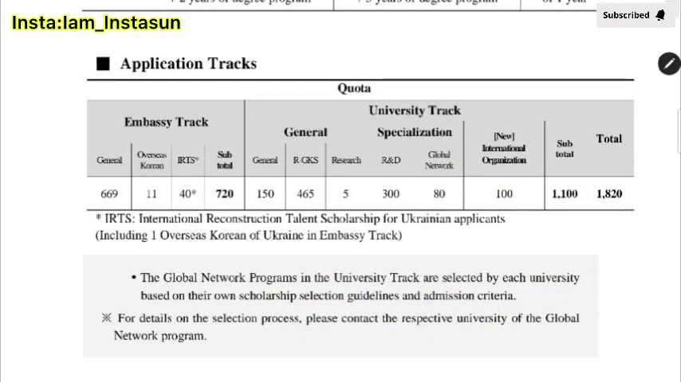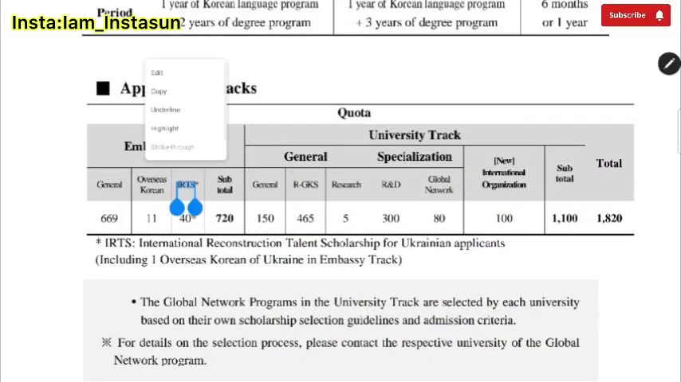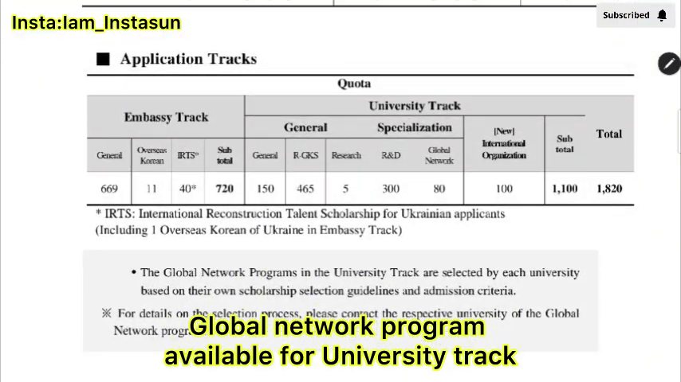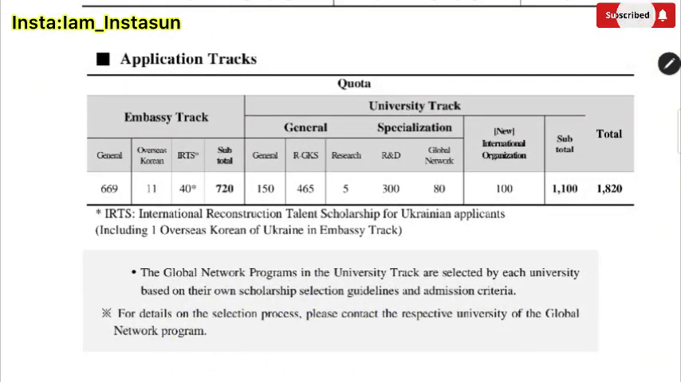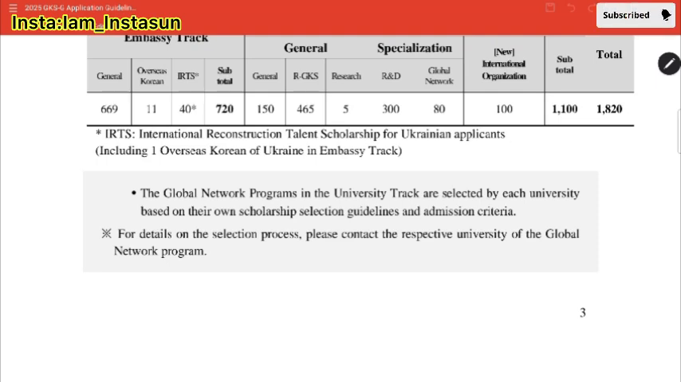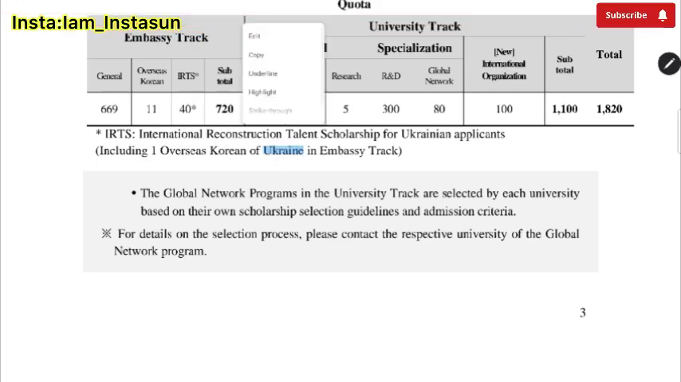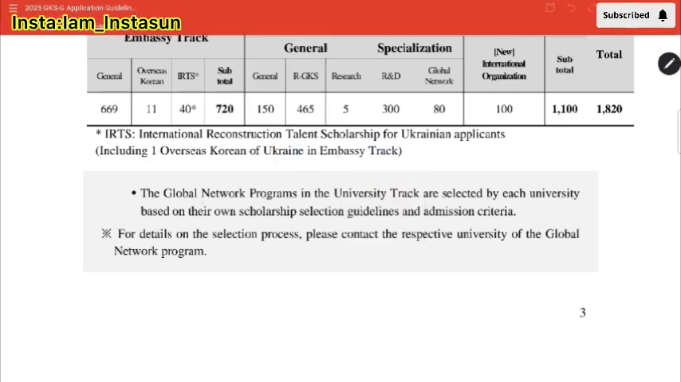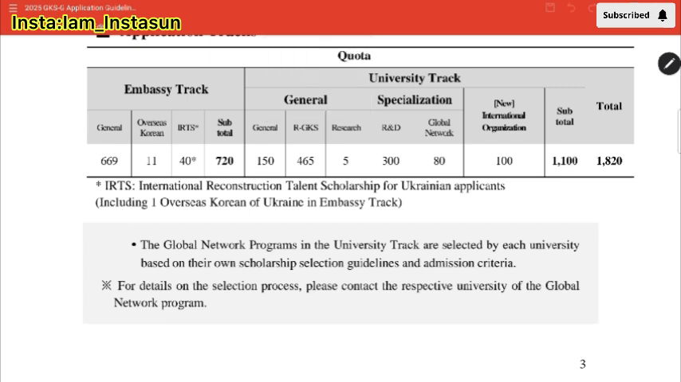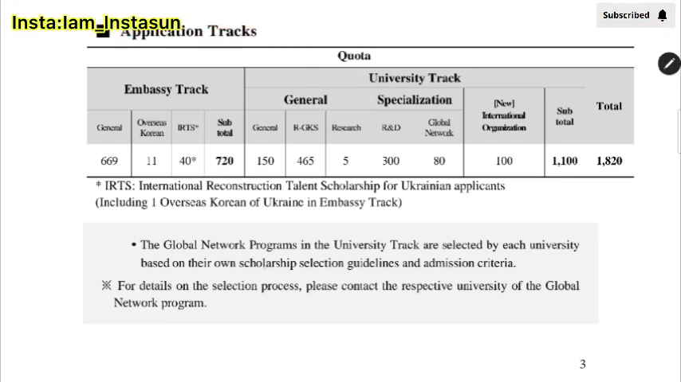So first let's talk about that. IRTC and RGKS, and they introduce a new thing, that is global network, which is applicable for only university track. And you can see here IRTC is international reconstruction talent scholarship for Ukrainian applicants that includes one overseas Korean of Ukraine in embassy track, and global network programs in university track are selected by each university. So global network program is applicable only for university track, and it is selected by each university based on their own scholarship selection guidelines and admission criteria.